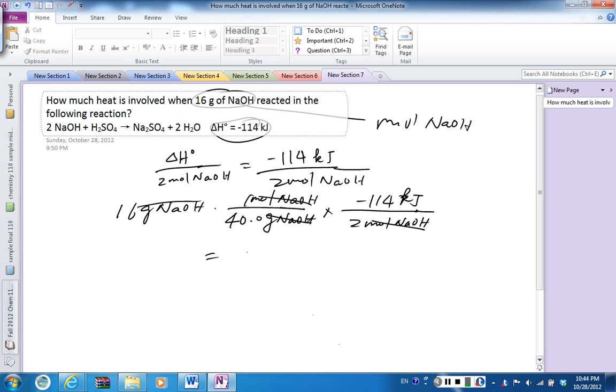And that calculation result we got would be negative 22.8, so negative 23 kilojoules of heat involved.